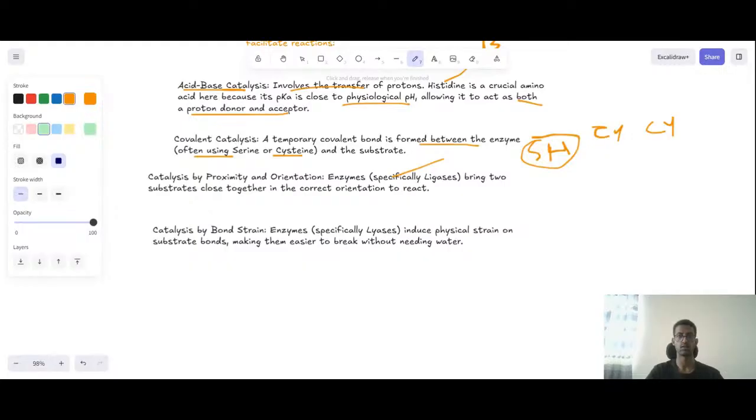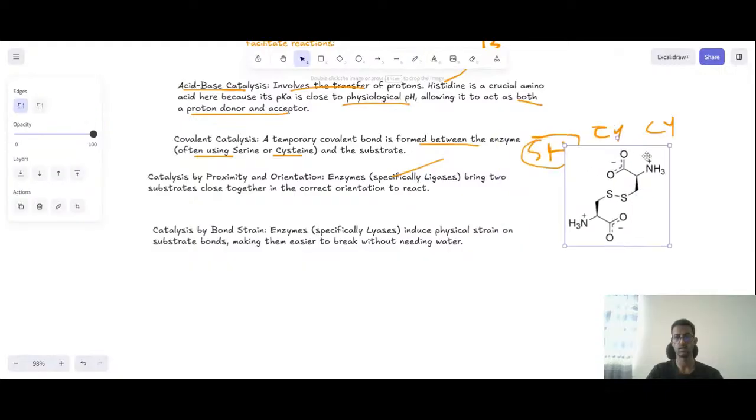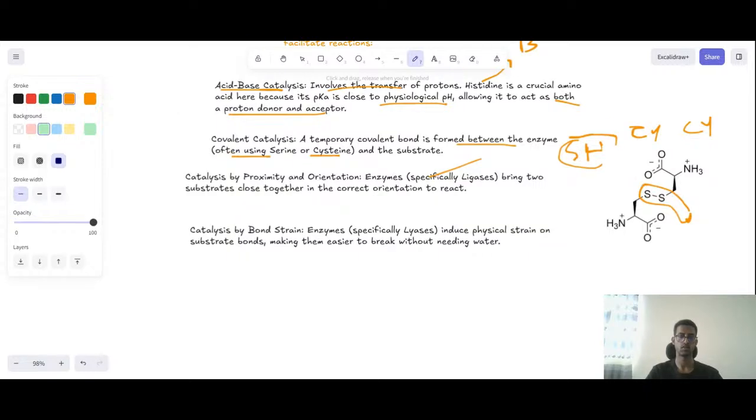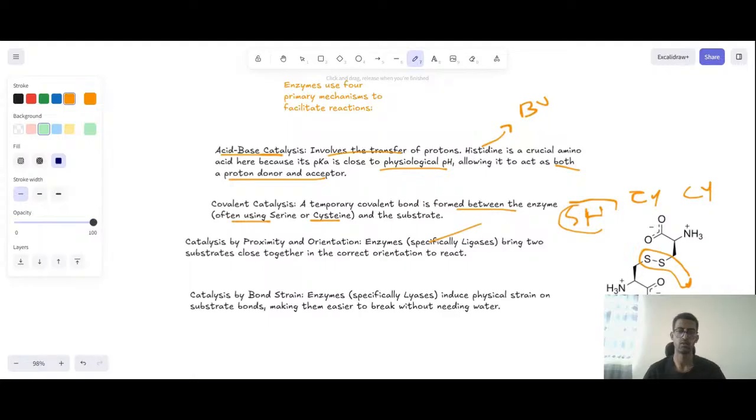Cysteine is one that can create disulfide bonds, like serine. You see this cysteine? Okay, so a temporary covalent bond is formed between the enzyme, often using serine, and the substrate.